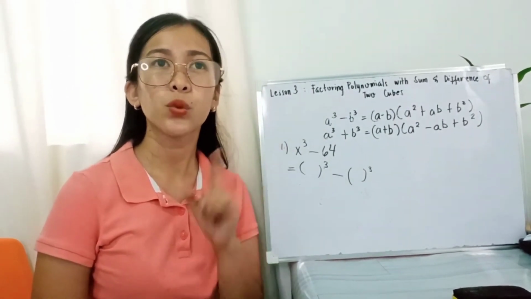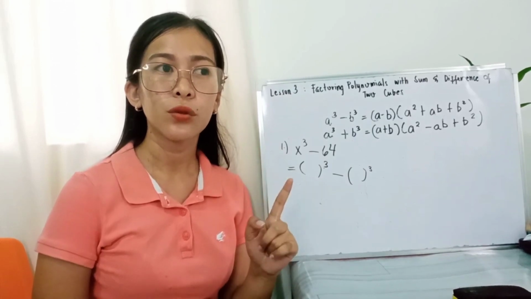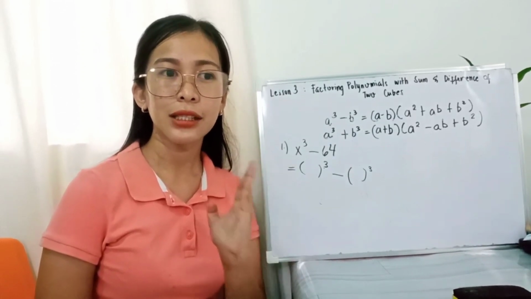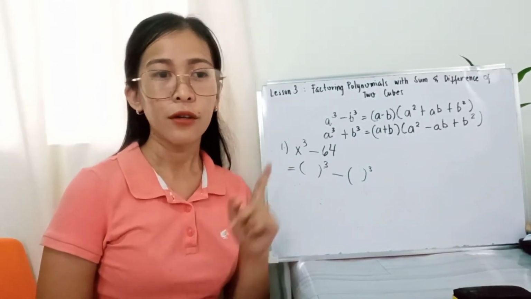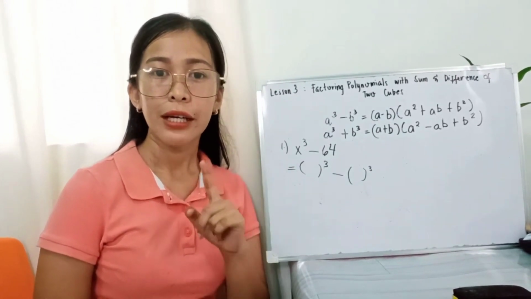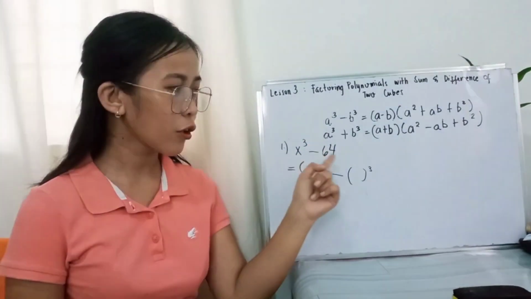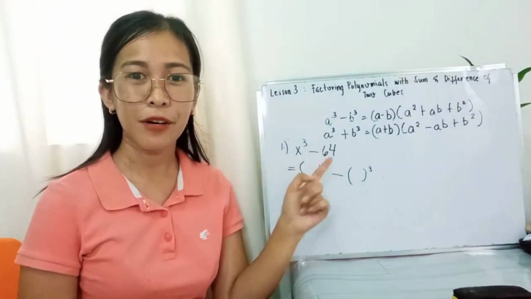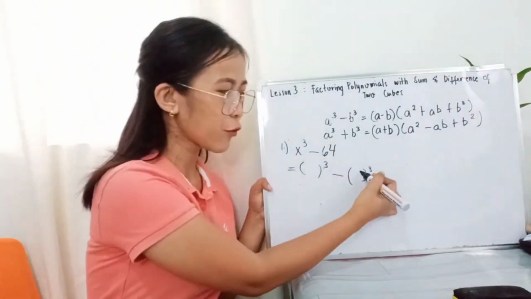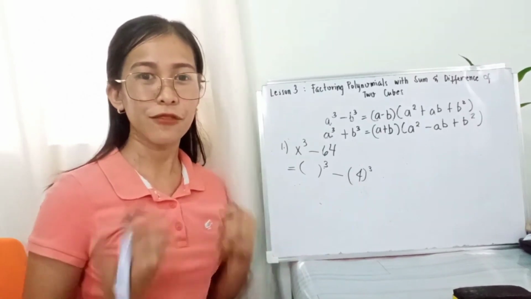Sa ganitong pagkakataon, pwede nyong hanapin siya sa 1. 1 times 1 times 1 is 1. 2 times 2 times 2 is 8. 3 times 3 times 3 is 27. 4 times 4 times 4 is 64. Therefore, nakuha nyo na ang root or na-express nyo na siya to the power of 3. That is 4, di ba? Kasi 4 times 4 times 4 is 64.